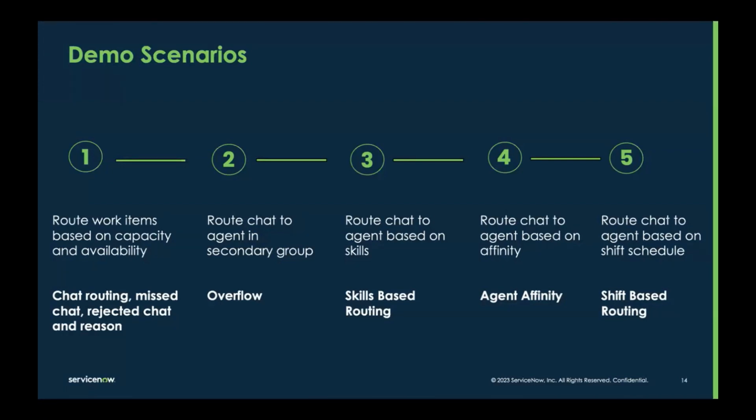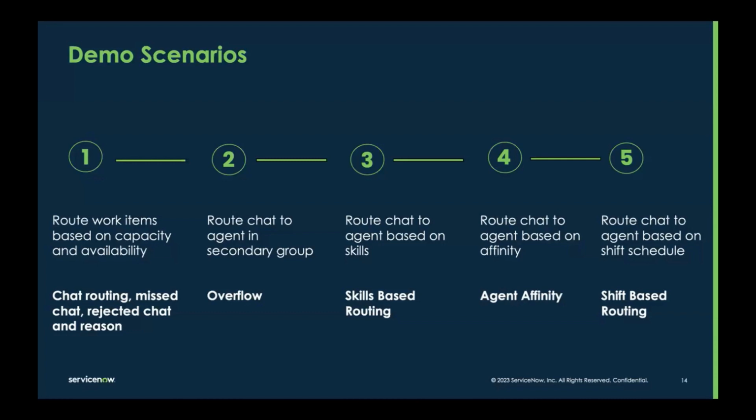Second, we will look at Overflow, where we will bring in a secondary group of agents to help when the primary group is not able to help in a timely fashion. During the third demo, we will look at skill-based routing, where depending upon the skill requirements of the incoming work, we would try to find an agent who has the right skills and address the customer's needs.